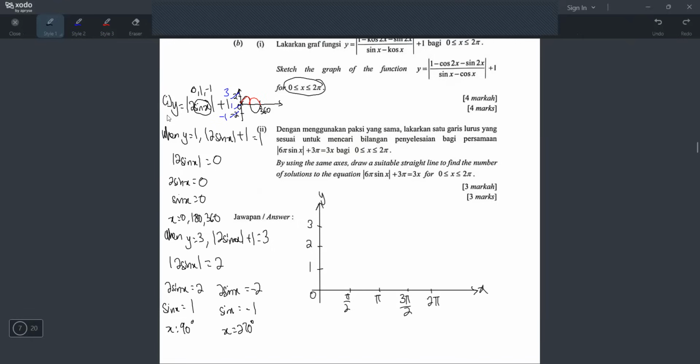Okay, so let's plot our points. When y equals 1, x equals 0, 180, 360. When y equals 1, x equals 0, 180 means pi, and then 360 means 2 pi, right? And then when y equals 3, x equals 90, which is here. 90 means pi over 2. And then when y equals 3, x is also 270, which is 3 pi over 2, which is like this, right?